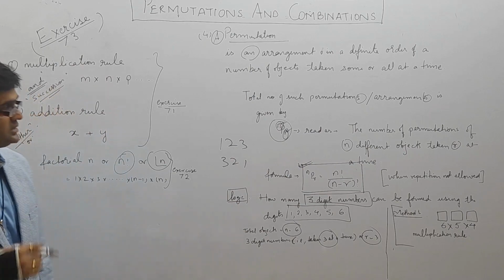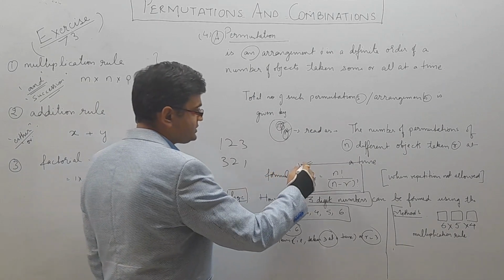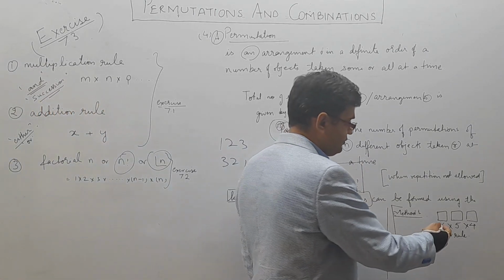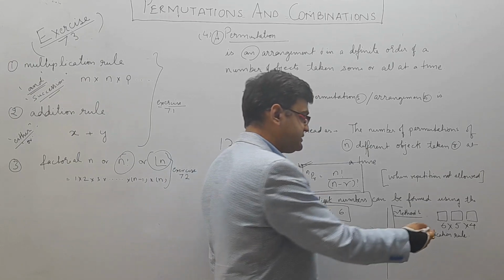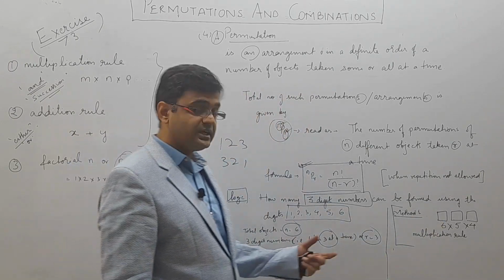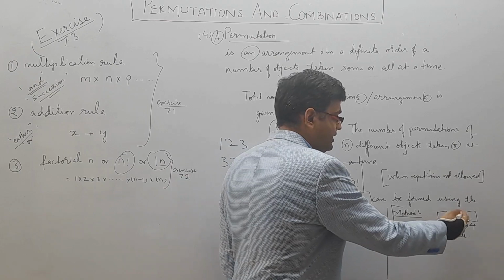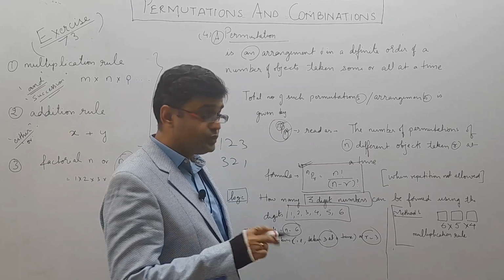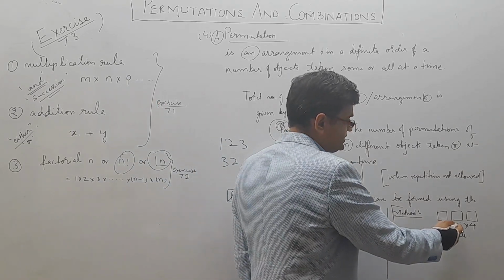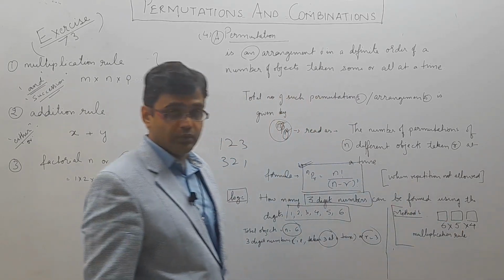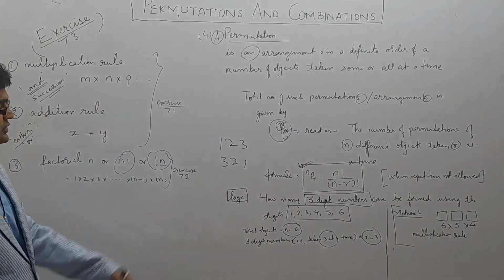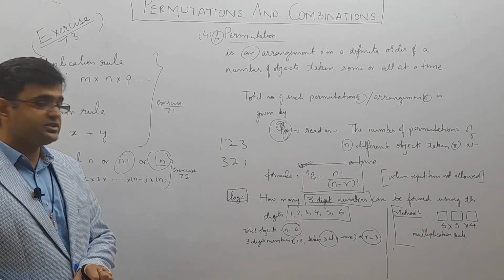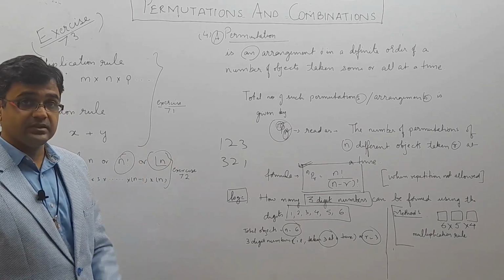Repetition is not allowed. This is assumed here because this formula works only when repetition is not allowed. So when repetition is not allowed, the number of ways in which the first place can be filled is 6, the second place is 5, and the third place is 4. So using the multiplication rule, we get 6 into 5 into 4 as the number of 3-digit numbers that can be formed using digits 1, 2, 3, 4, 5, 6. Very simply, we have used the multiplication rule and found our answer.